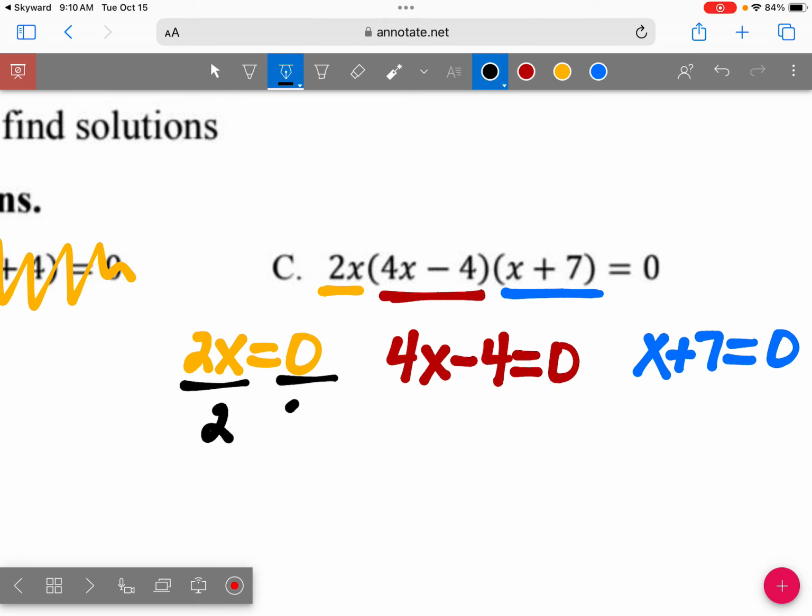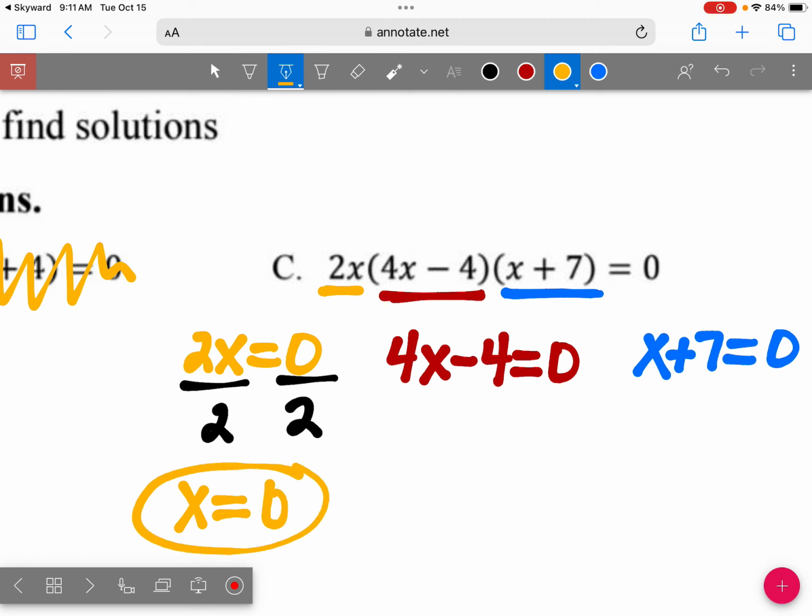So for the first one, I have to divide by 2. What do you think 0 divided by 2 is? Do you think that's 0, or do you think that's 2? Who says 0? Who says 2? It is 0. Good job. So x equals 0 is my first answer. For the second one, I have to do 2 things. First, I need to add the 4.